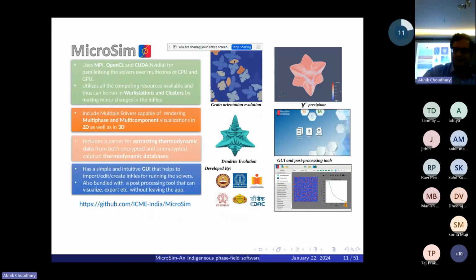So this is a snapshot of what MicroSim offers in terms of its capabilities, what I just put out in the other slide, and also the visualization of what the graphical user interface is, as well as what the post-processing toolbox offers.